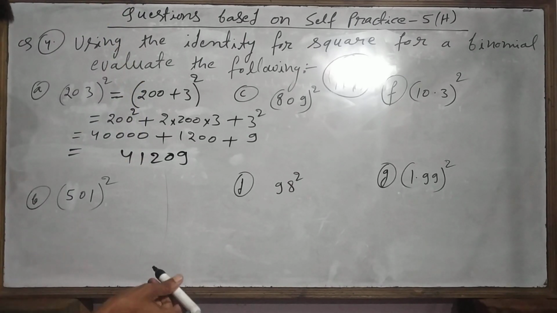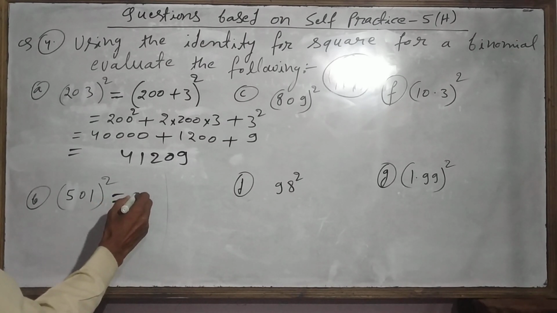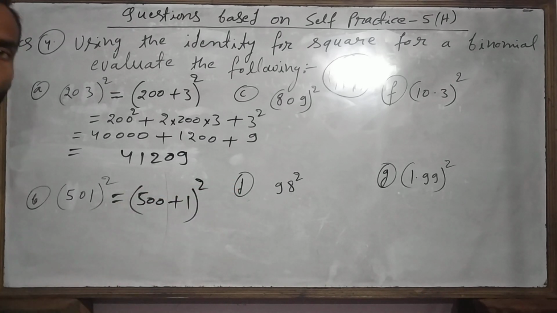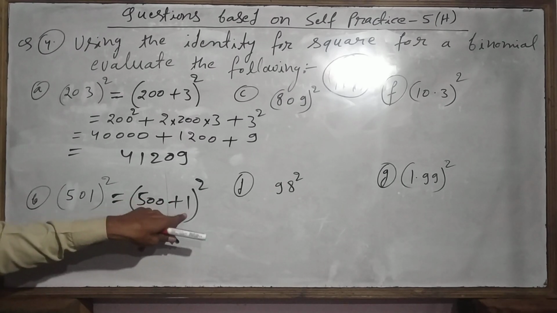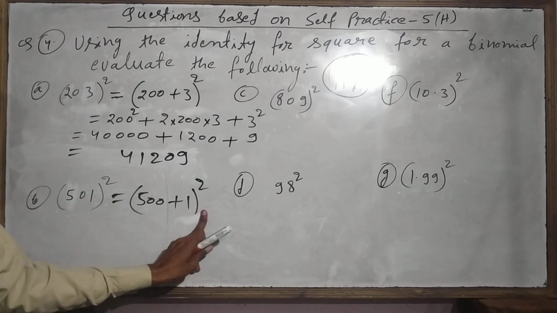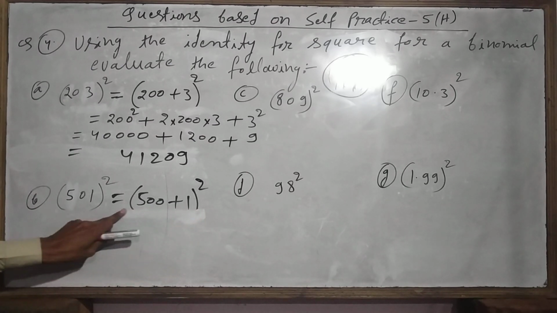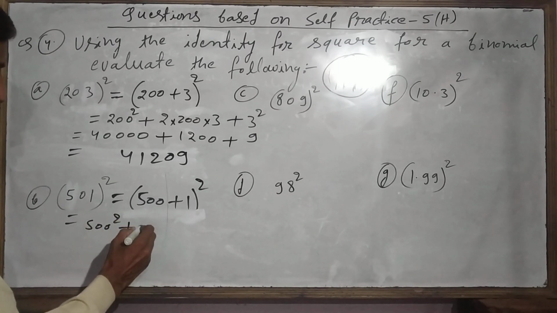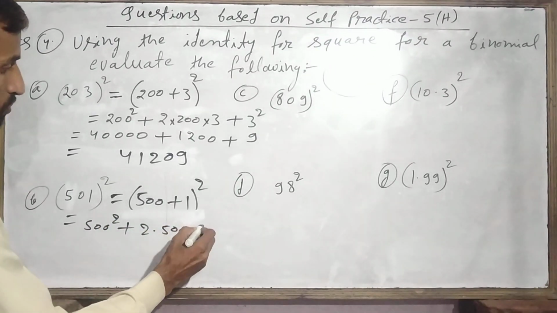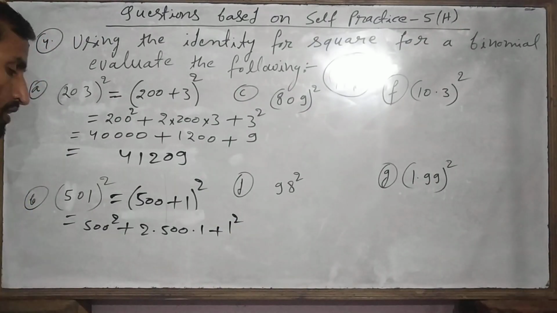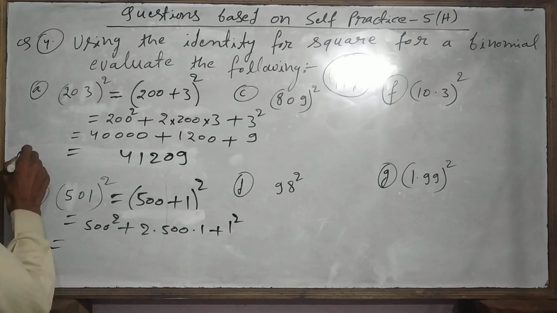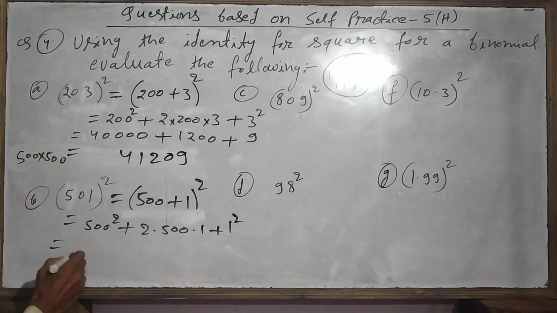So what will we do in this? Again, just you see here 500 plus 1. We can write it like this: 501 is 500 plus 1. Means (A plus B) whole square. So what will we do? (A plus B) whole square will be 500 square plus 2 into 500 into 1 plus 1 square. So 500 square means 500 into 500.